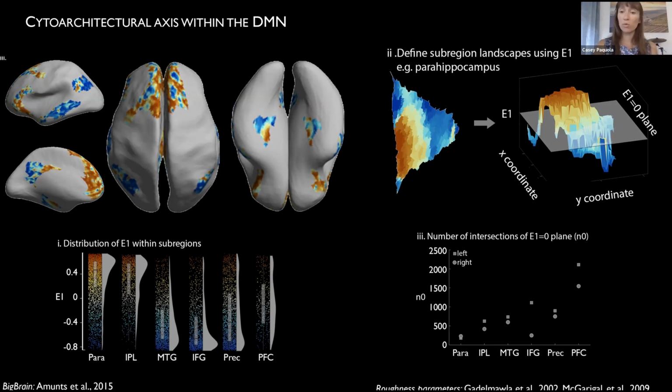And then overall, we actually found greater variation across the spatial parameters of roughness rather than amplitude parameters. So this complements what we saw qualitatively, that subregions differ in the spatial patterning of cytoarchitectural differentiation more so than their cytoarchitectural content.